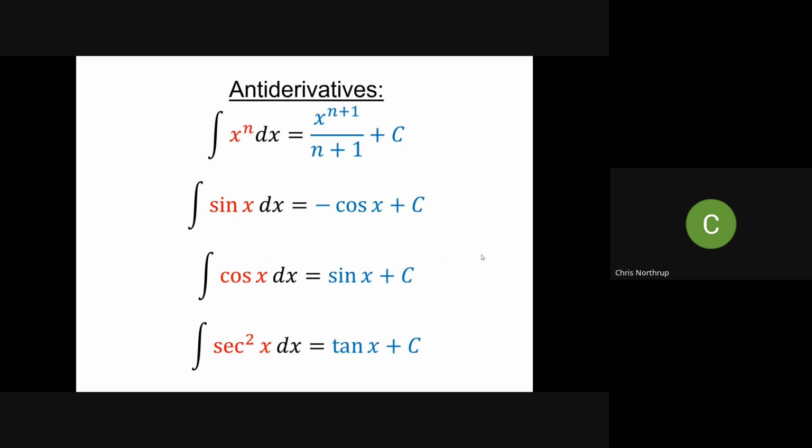And then another one, if I'm looking at the integral of secant squared x, that's going to give me tan x plus c. Same reason. Now, there are a couple others I'm not putting up here. You can Google them or look them up in your book, but these are the main ones that we're going to focus on in the near future.